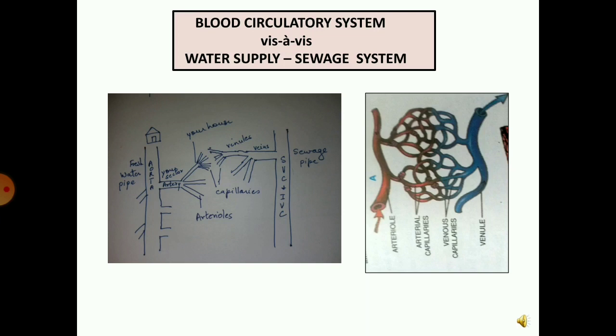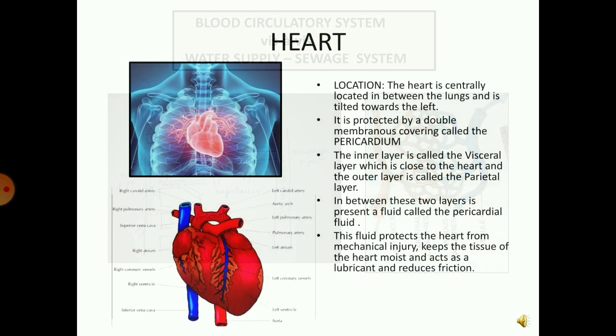These capillaries reunite, collecting all the waste, that is the carbon dioxide and the nitrogenous waste that is present there, and take it back into larger vessels, which are known as venules and then veins. The renal vein will leave the kidneys and then pour its blood into the inferior vena cava, which carries it back to the heart. Children, isn't it similar to the water supply and sewage system? In our case, it is the same. Now, with this in our mind, let us start the structure of the heart.